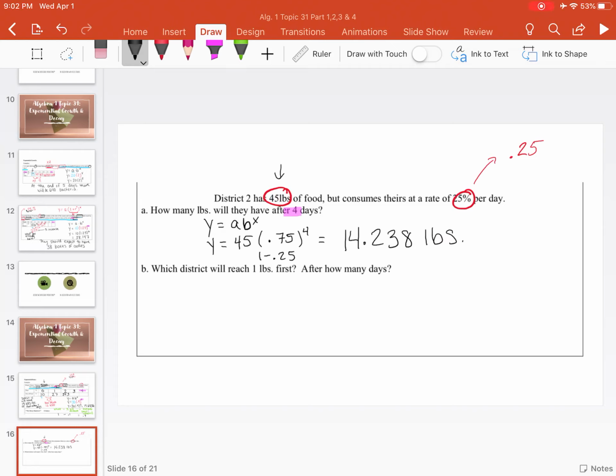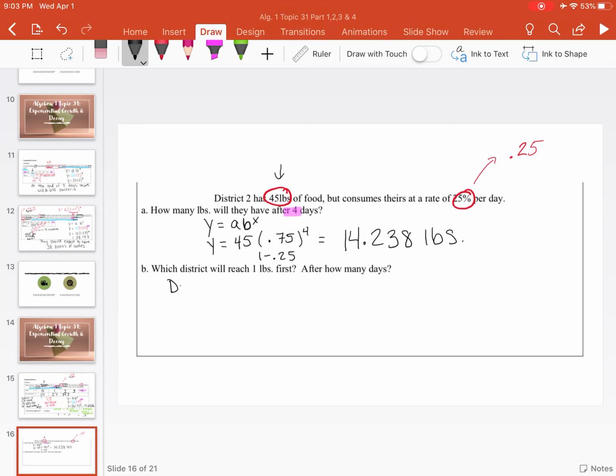Now, even though District 2 had more food to start off with, because they consumed their food at a higher rate, they ended up with less food at the end of those 4 days. So that leads me to my next question. Which district will reach 1 pound first, and after how many days? So what we're going to do first here is graph our functions.